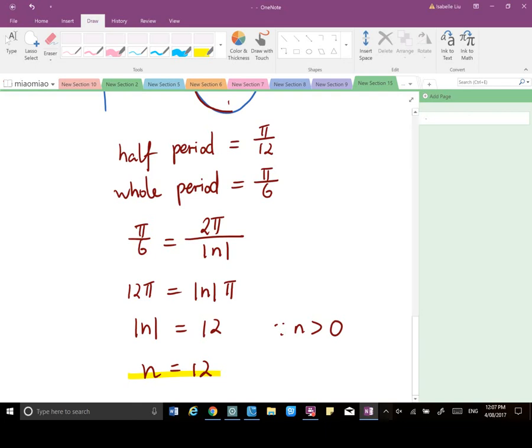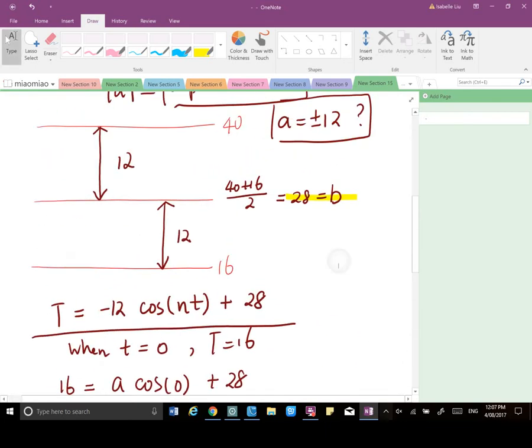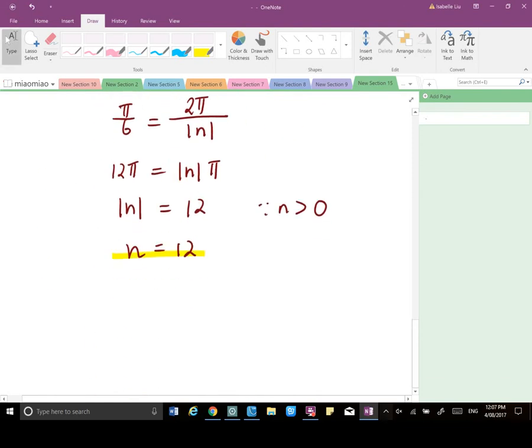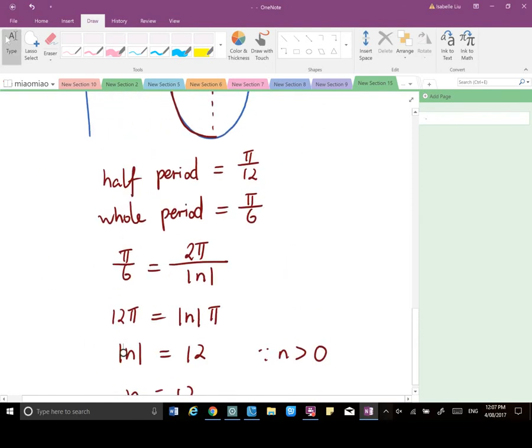And what else do we need to know? B is 28. B is easy. A is somewhat alright if you know the checking step. And N you need a bit of thinking. But in this question, you must know that from the maximum to the minimum, you will have half a period. That's the most important thing to think about. So that's all for circular functions.